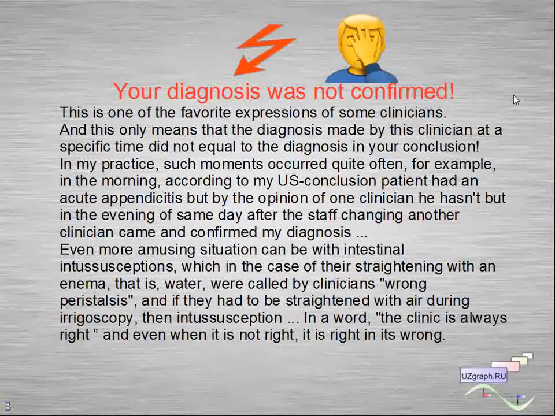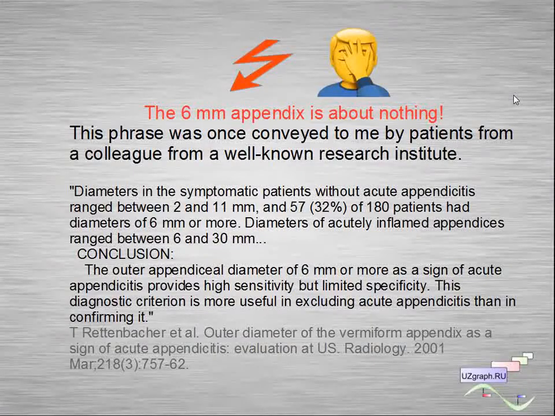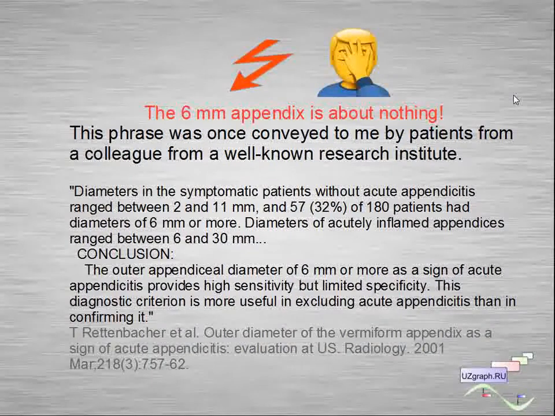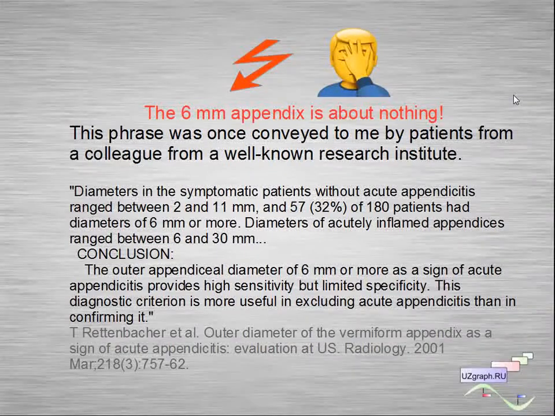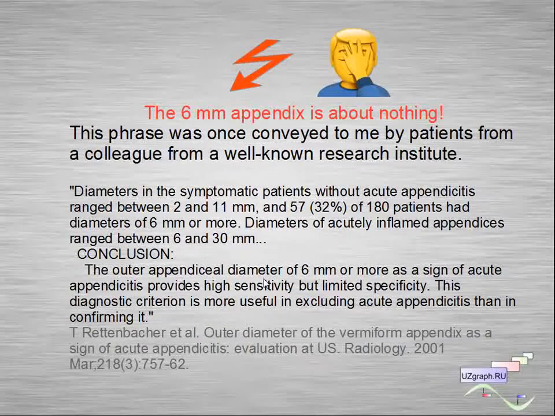The 6 mm appendix is nothing. This phrase was once conveyed to me by a patient from a colleague from a well-known research institute, and this is a short sentence from some articles in a radiology journal saying that 6 mm is a criterion for acute appendicitis.